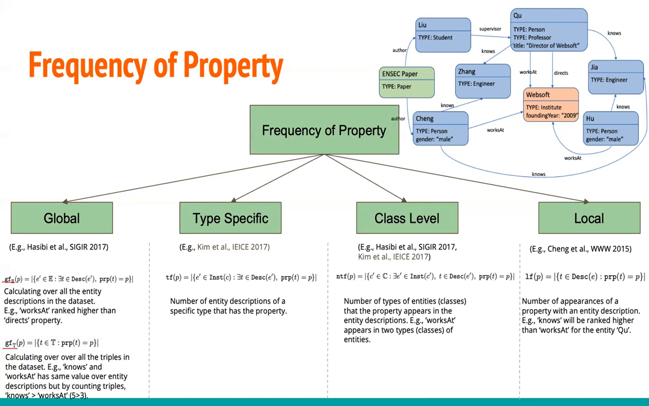So Q has two relations outgoing to two different entities, and it has only one works at connecting to the Websoft entity. So in the local rank, inside Q, it has two counts for knows, but one count for works at. So works at will be ranked higher.